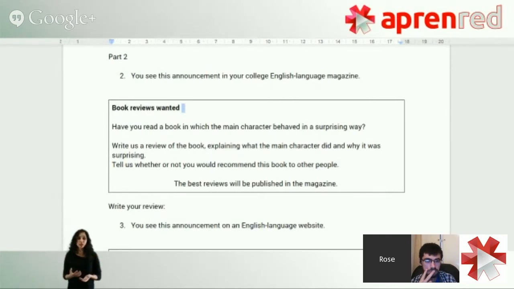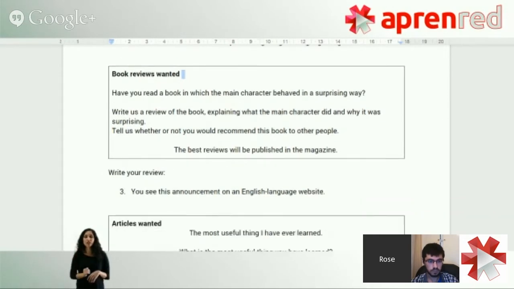They're not asking you to write a review of a book you liked, but of a book in which the main character did a surprising thing that you didn't expect. They're asking you to write what he did, why you didn't expect it, why it was a surprise, okay? And then if you would recommend this book or not. And that is everything you have to write. If you write more than they're asking, it could be a problem. If you write less, you are not fulfilling the needs of the review. Okay? It's very, very important to always have in mind what they're asking you to do.